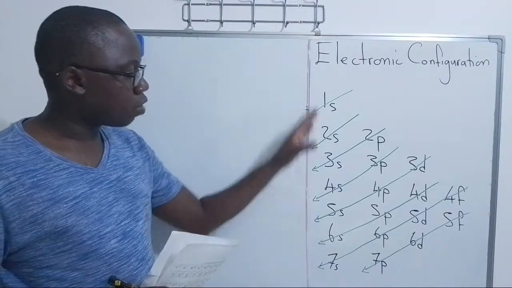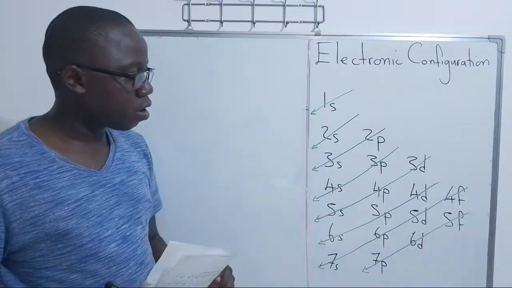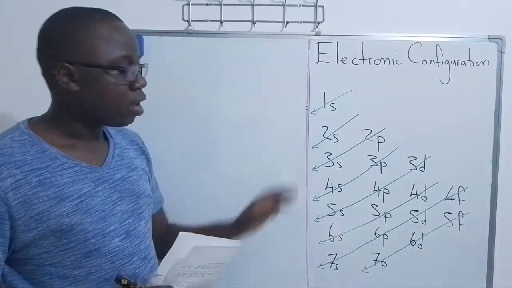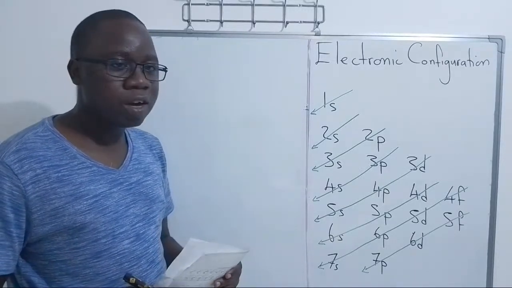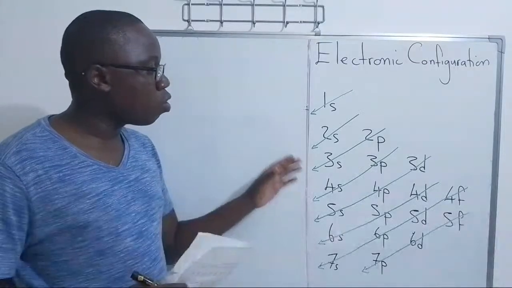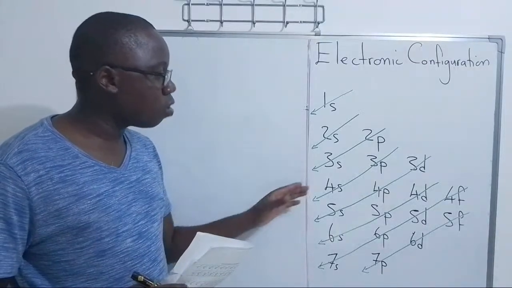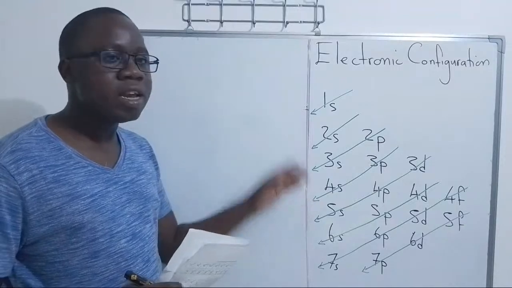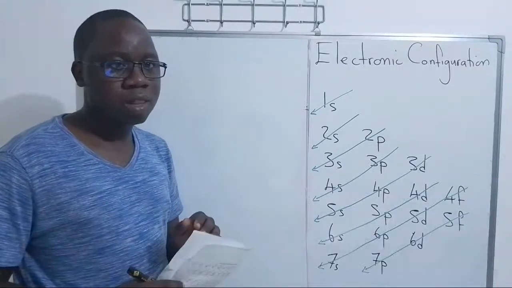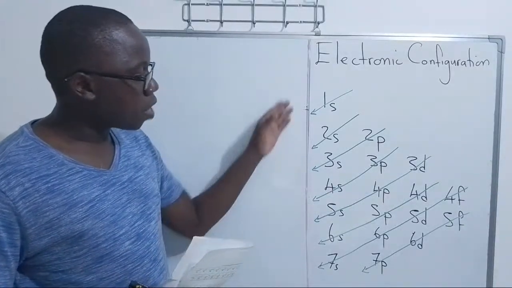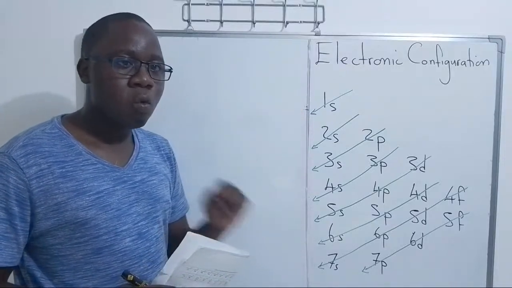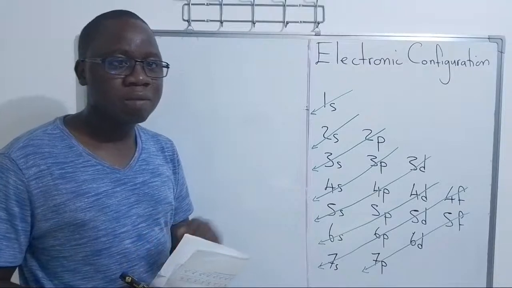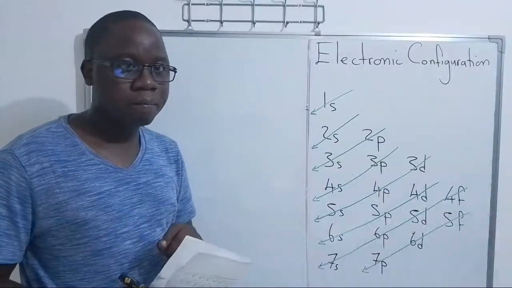So I've prepared this presentation here, and this guides us when it comes to the electronic configuration. When you want to write the electronic configuration of any atom on the periodic table, by simply remembering this, you are able to come up with the electronic configuration in a correct way.